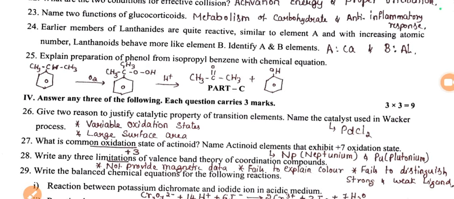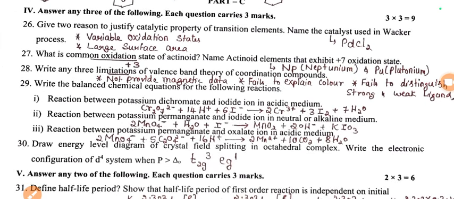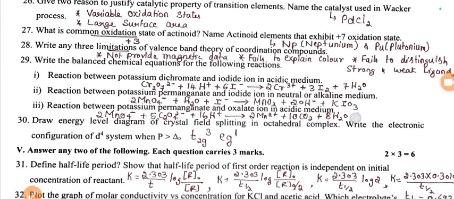25th question: explain the preparation of phenol from isopropyl benzene. Isopropyl benzene means cumene. It's a very easy and very compulsory asked question. In part C, inorganic chemistry, 26th question: give two reasons to justify catalytic property of transition elements. The two reasons are variable oxidation state, and they provide large surface area. The catalyst used in Wacker's process is palladium chloride, PdCl2.